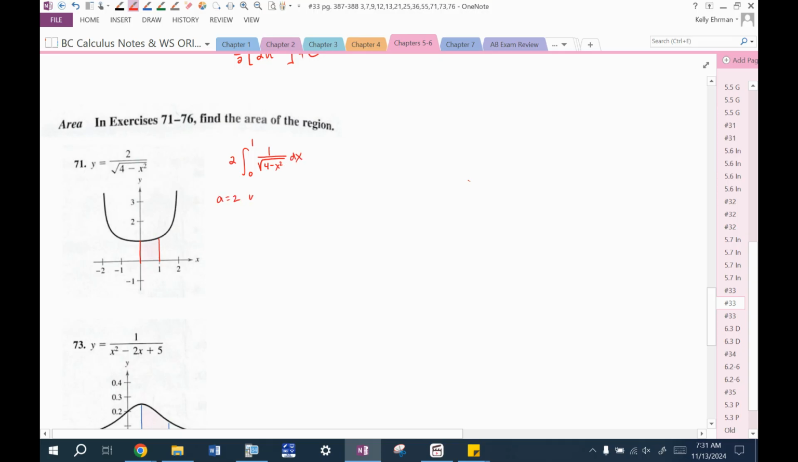A would be 2, u would be x, du dx would be 1. So this is 2 times the integral from 0 to 1 of 1 over square root of a squared minus u squared du. That's equal to 2 times arcsine of u over a, x over 2, from 0 to 1. Remember, arcsine doesn't have a 1 over a in front of it. So this is 2 times the arcsine of 1/2 minus the arcsine of 0.